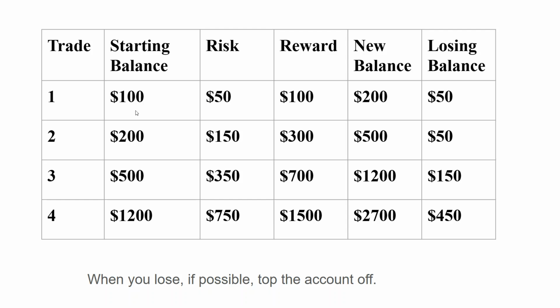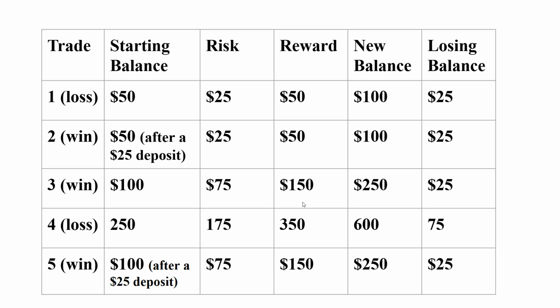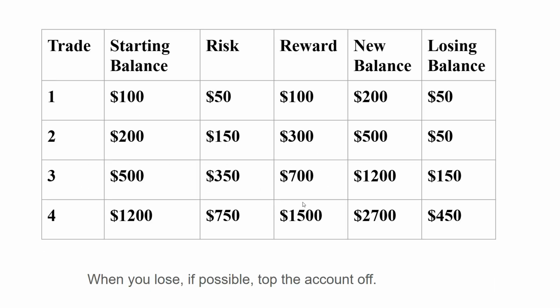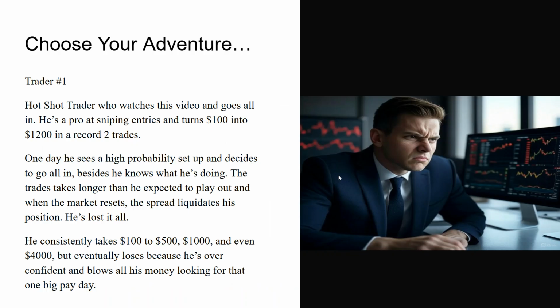It's 1 to 2. You're risking 50 to make 100. You risk all the profit. You could turn 100 into 200, then 200 into 500, and then 500 into 1,200, and then 1,200 into $2,700. Right there in 4 trades. This was 4, the last one was 5 trades. But if you start with $100, after 4 trades in a row, you could have close to 3 grand. All right, so choose your adventure.